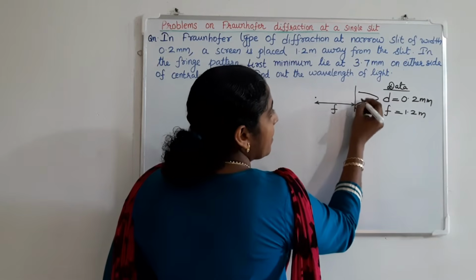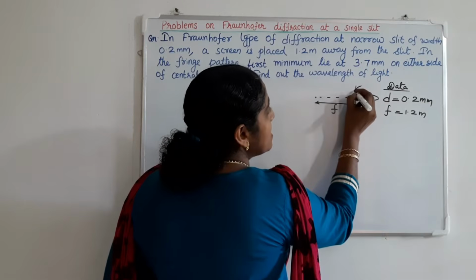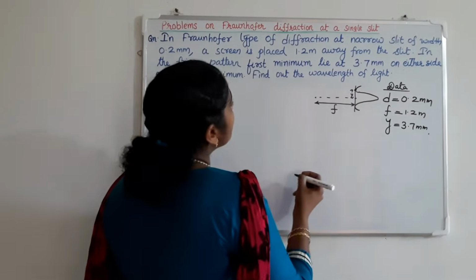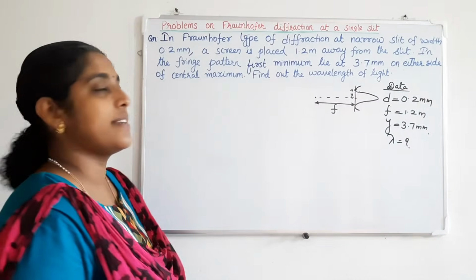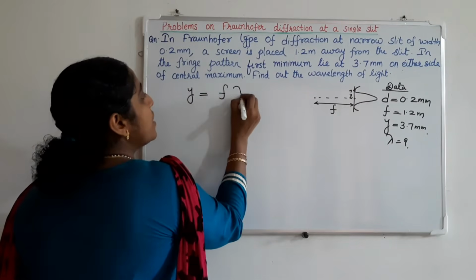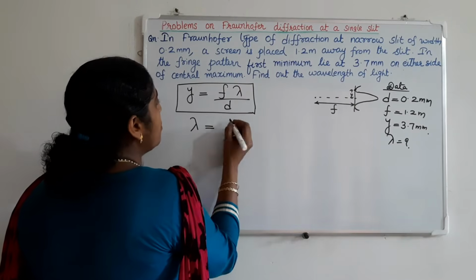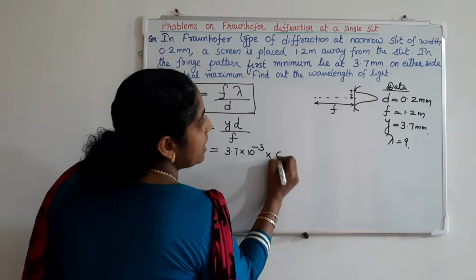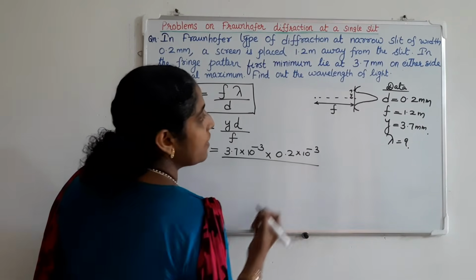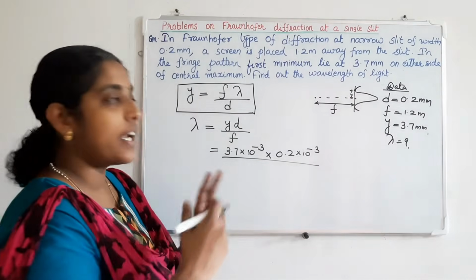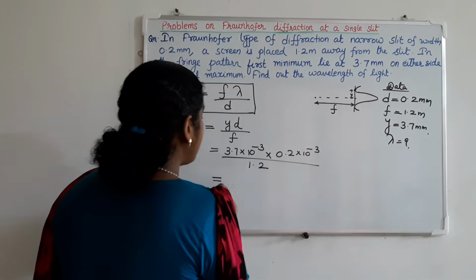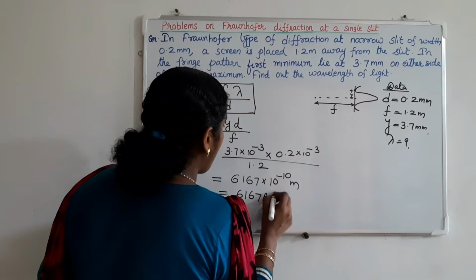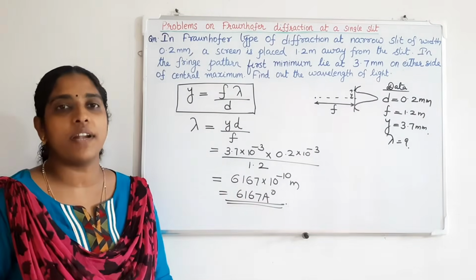So this is the central maximum. First minimum is here. So the first minimum distance from the center we are denoting by the letter y. So y is equal to 3.7 millimeter. Then find out the wavelength of light. So the first minimum distance from the central bright we can write as y equal to f lambda divided by d. Wavelength lambda is equal to y d divided by f, that is y is 3.7 into 10 raised to minus 3 meter, into d, the slit width, that is 0.2 into 10 raised to minus 3 meter. f is the distance between the screen and the slit, that is 1.2 meter. Calculating this, we will get 6167 into 10 raised to minus 10 meter, that is 6167 Armstrong. So wavelength of the given light is 6167 Armstrong.